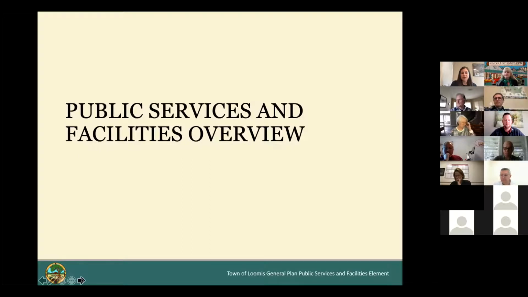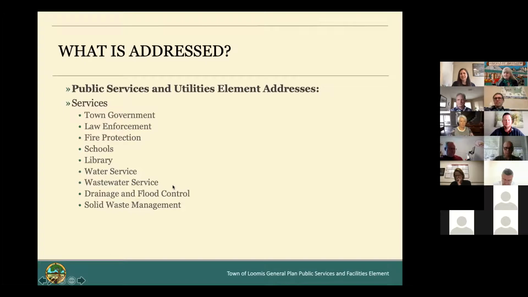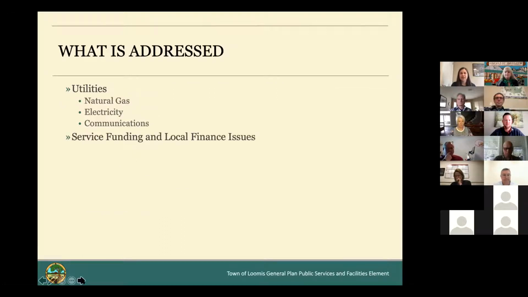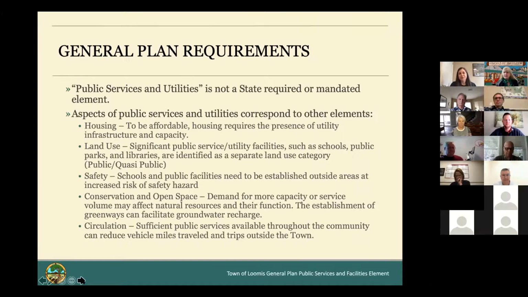We can go over what we're talking about for public services and facilities. So what is addressed? We're looking at services, so town government, law enforcement, fire protection, schools, libraries, water service, wastewater service, drainage and flood control, and solid waste management in terms of services. And then utilities, we have natural gas, electricity, communications, and then finally there's funding for these services that we will be going over. So general plan requirements.